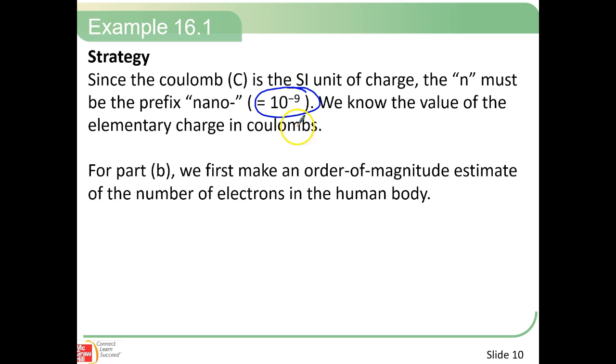We know the value of the elementary charge in coulombs, and it's 1.6 times 10 to the -19th. Notice that I've shortened it up a little bit, 1.6 or 1.602. Either way, I think you should be fine. For part B, we have to make an order of magnitude estimate of the number of electrons in the human body. We'll do that when we get to part B. So that's our strategy, what we're going to use to solve the problem.